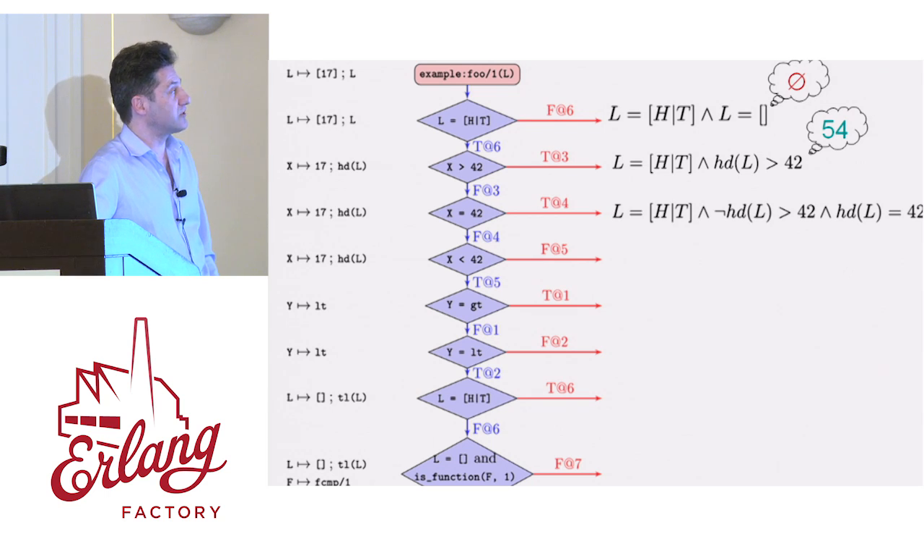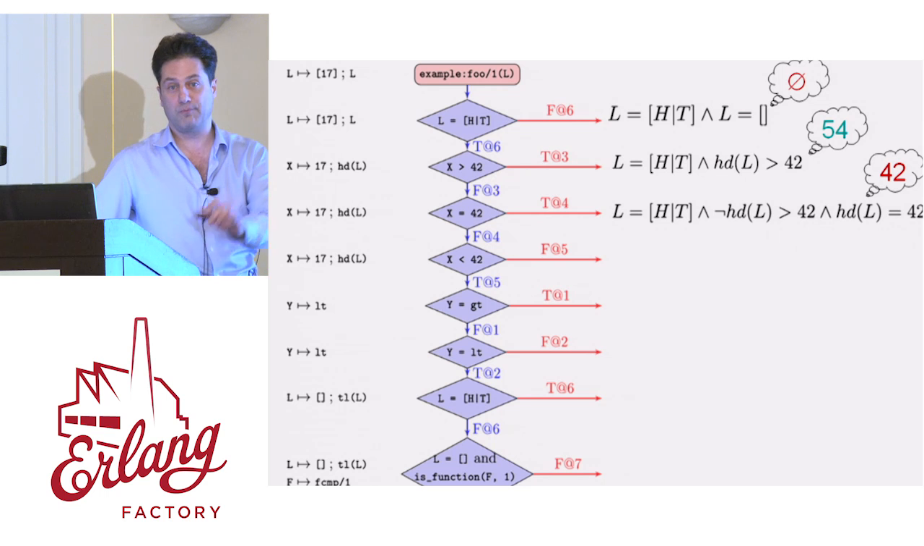We have one more constraint here. It says that the list is not empty, the head of the list is not greater than 42, and the head of the list is 42. The only value that satisfies this constraint is the 42 value, and we'll get an error. So continuing like that, we'll explore all possible paths.